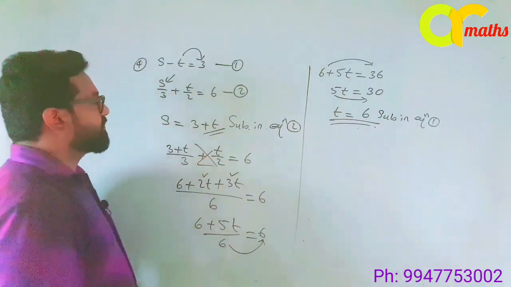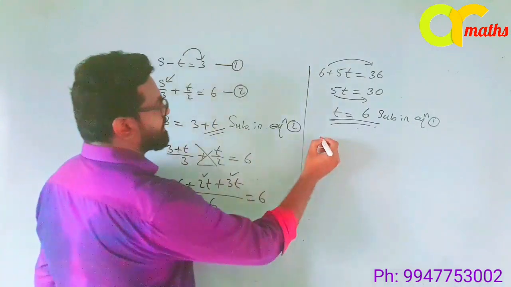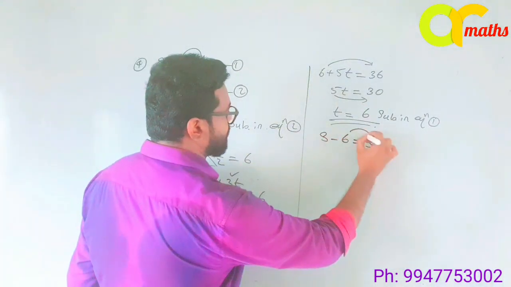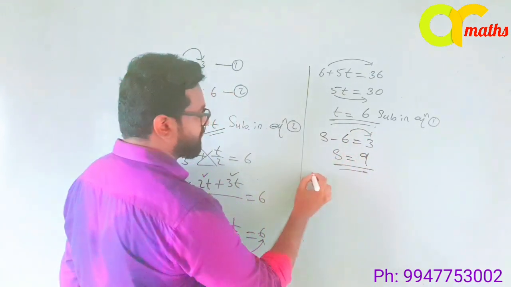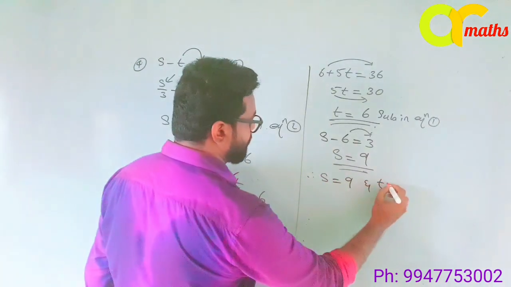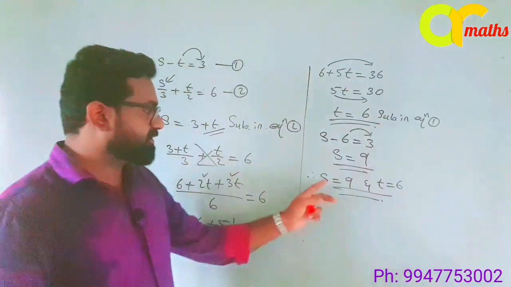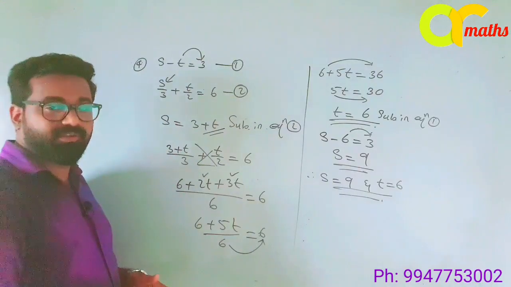So the first equation is a very simple equation. Substitute in the first equation: s minus t, which is 6, equal to 3. Then s equal to 3 plus 6, 9. Therefore s equal to 9 and t equal to 6. Very simple. How to verify this answer is correct? Just substitute in the equation and verify.